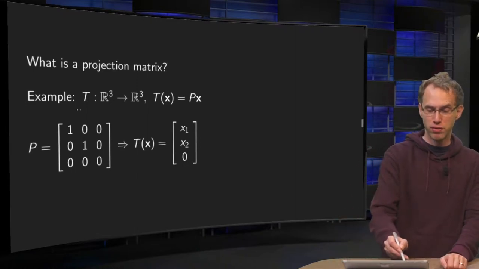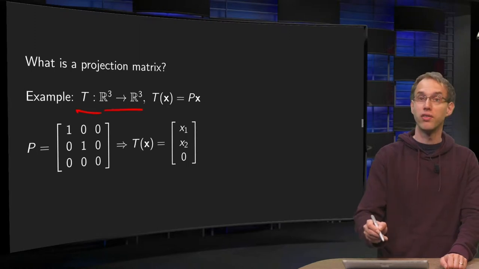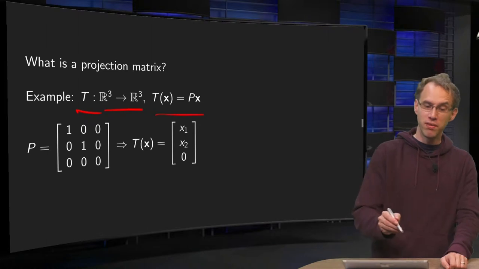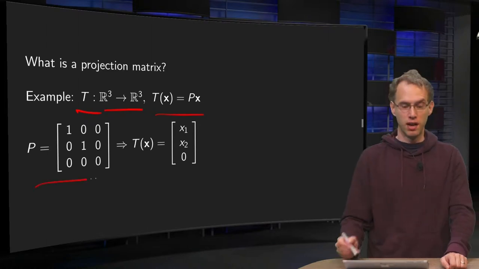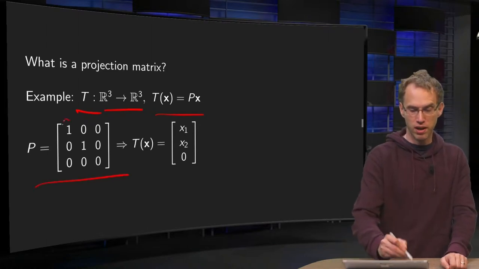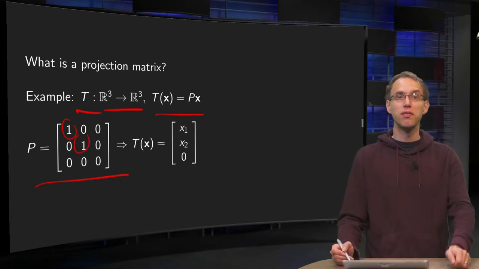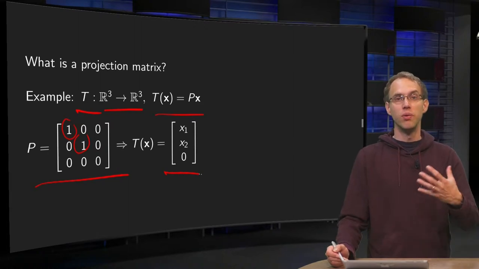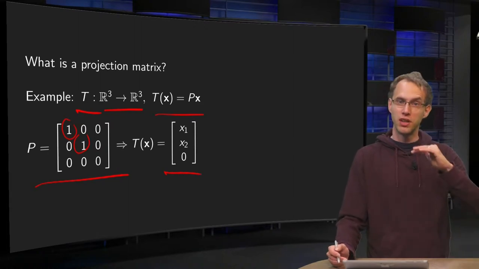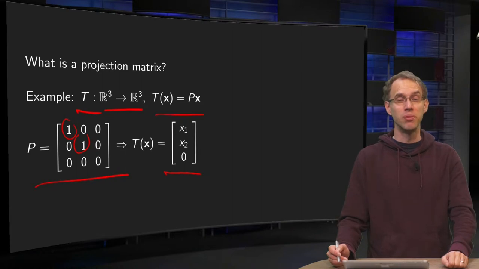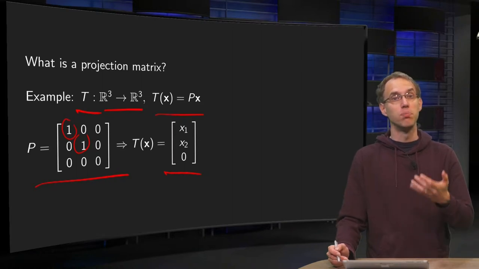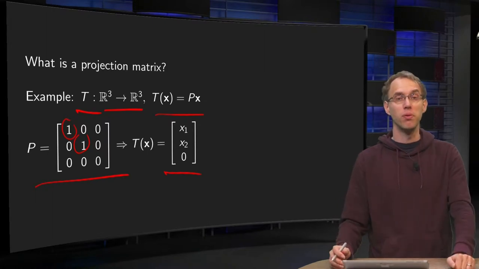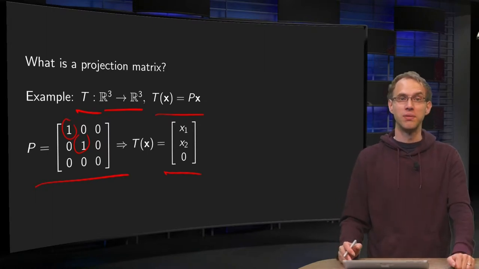If you have a transformation from R3 to R3, T(x) equals Px, where P is a matrix, then we have seen this matrix P with ones here and here, and otherwise zeros. Now if you compute P times x, you get the vector (x1, x2, 0). So what this transformation does is make the last component 0, which means that it is basically projecting onto the x1, x2 plane. So here we have seen already an example of a projection matrix.